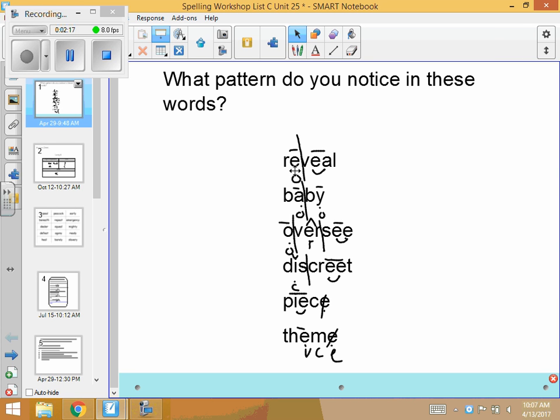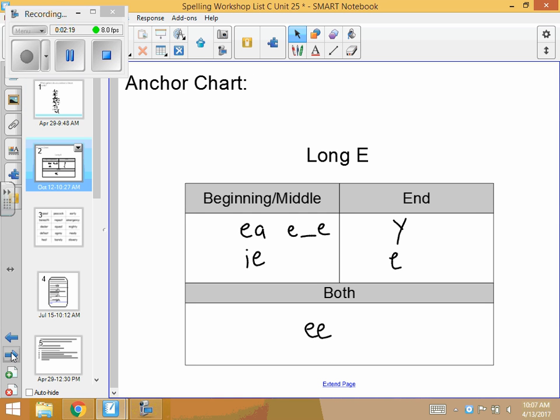All right, so if we think about that anchor chart that we looked at with all the other long vowels, this again is that long E, so the beginning and middle of the syllable. We would have our EA, the IE, and the VCE, which, because it's the long E, is an E with a consonant and an E. For the EA, there are a few exceptions, like the word tea, but for the most part we are showing kids that it belongs in the beginning or the middle.